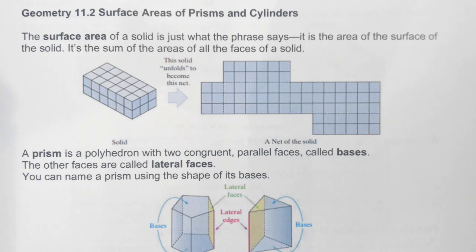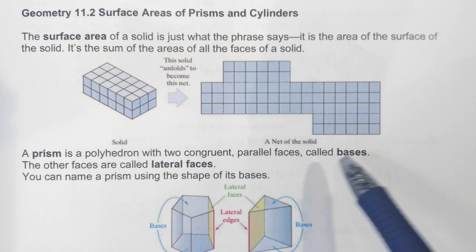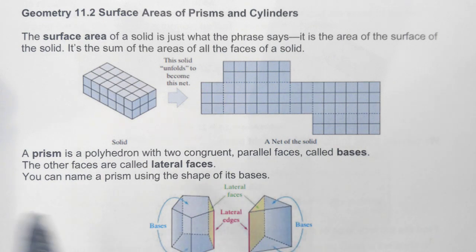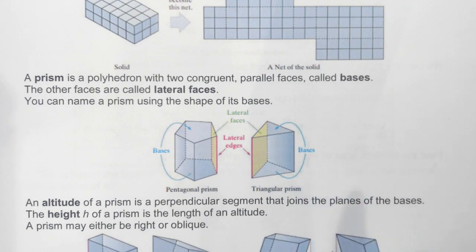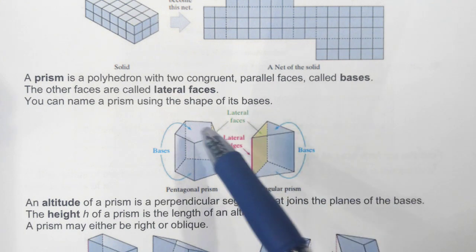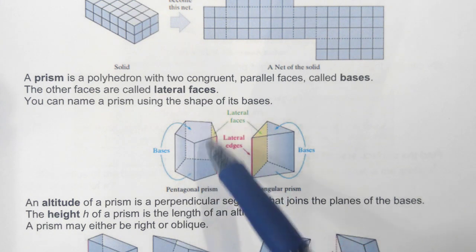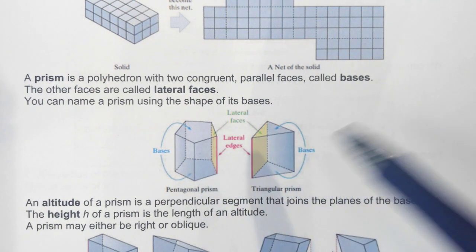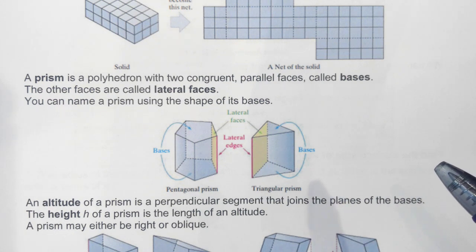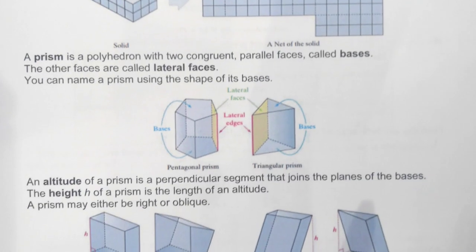Okay, so I've been saying the word prism a lot. A prism, by the way, is a polyhedron, so that means no curved sides, with two congruent parallel faces called bases. The other faces are the lateral faces. So the two that are parallel are the bases, the others are the lateral faces. And you name a prism by its base. So if it's two parallel pentagons, that would be a pentagonal prism. If it's triangles, it's a triangular prism. If it's a rectangle, it's a rectangular prism. So whatever the bases are is what you use.